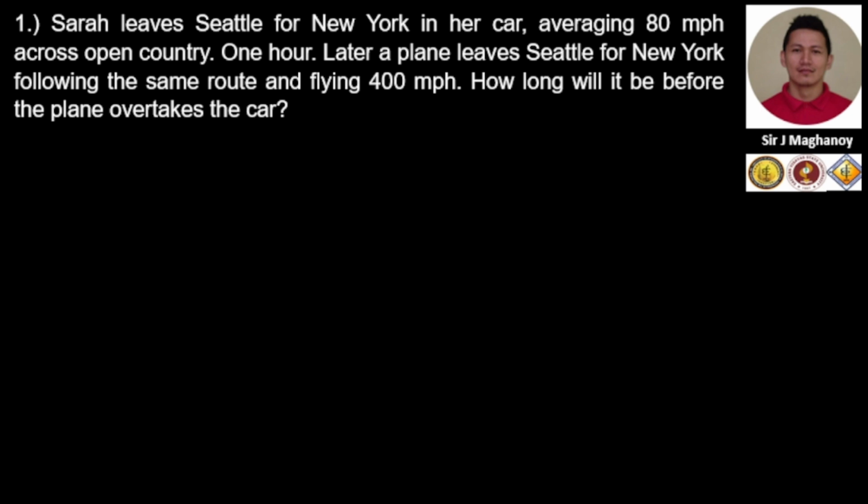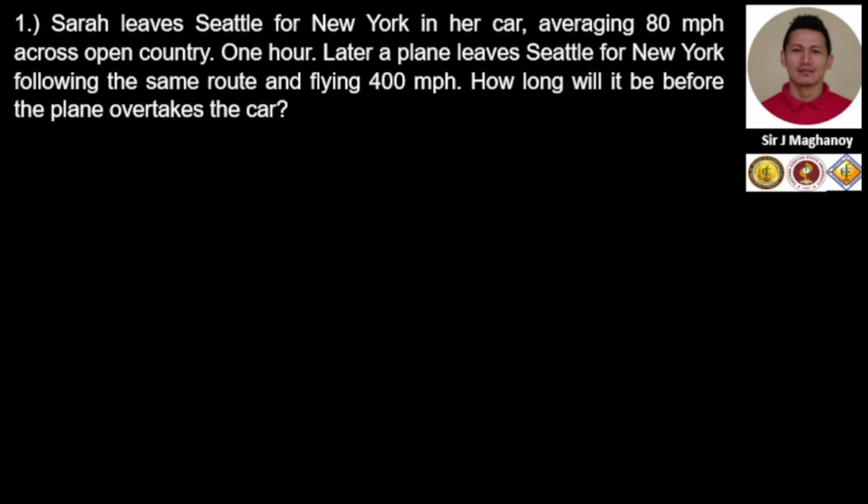Supplement problem number 1. Sarah leaves Seattle for New York in her car, averaging 80 miles per hour across open country. 1 hour later, a plane leaves Seattle for New York, following the same route and flying at 400 miles per hour. How long will it be before the plane overtakes the car?